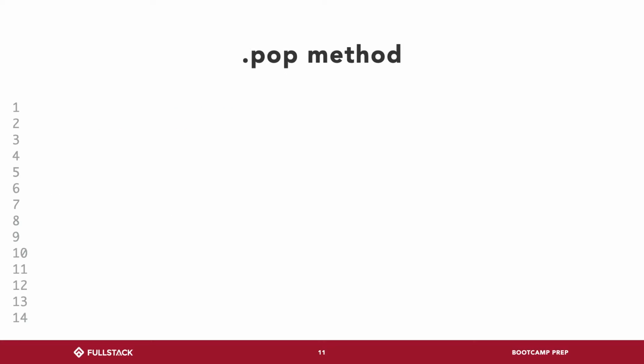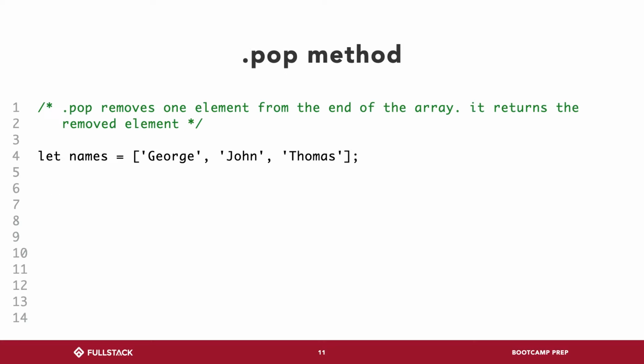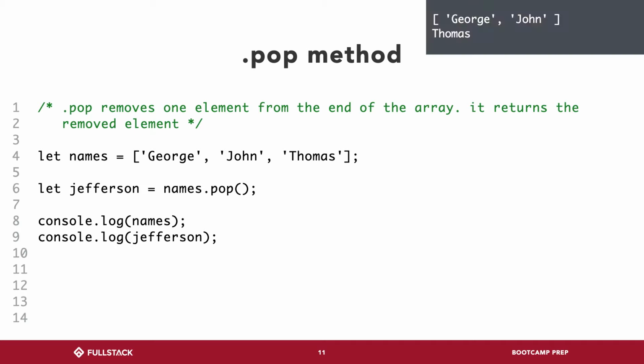Okay. The pop method: pop removes one element from the end of the array and it returns the removed element. So let Jefferson equal names dot pop. And then we'll console log names. You see Thomas is no longer in that array. But we captured that element by saying let Jefferson equal names dot pop. And you don't pass anything into pop. Push, you push something into the back of the array, and pop, you take the last thing off. Pop it off. Okay? Don't get it twisted. All right?